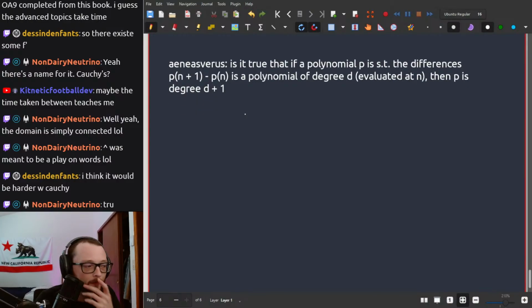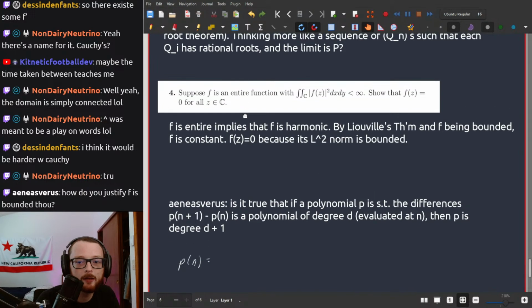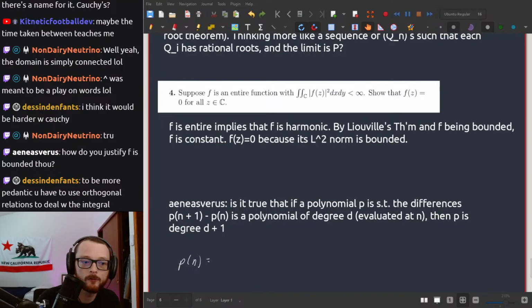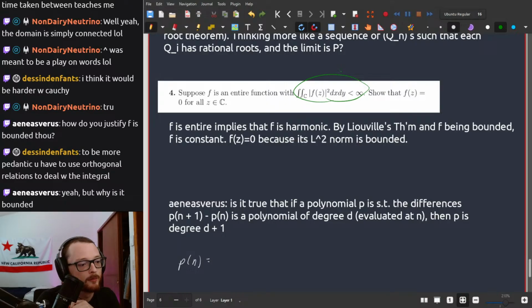How do we do this in general? Oh, for the last one? Liouville's theorem says that for analytic functions, sorry, if a function is harmonic and bounded, it is constant. That's what Liouville's theorem says. It has to be bounded, or else the L2 norm wouldn't be finite. You have to use orthogonal relations to deal with the integral. Do you?